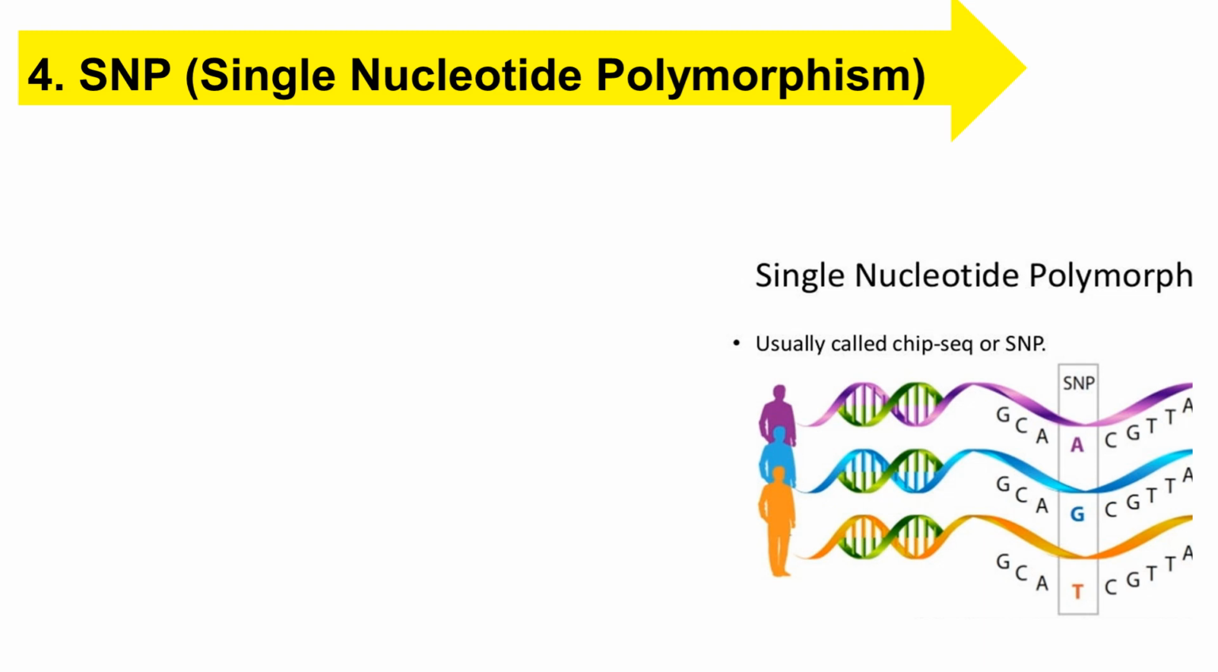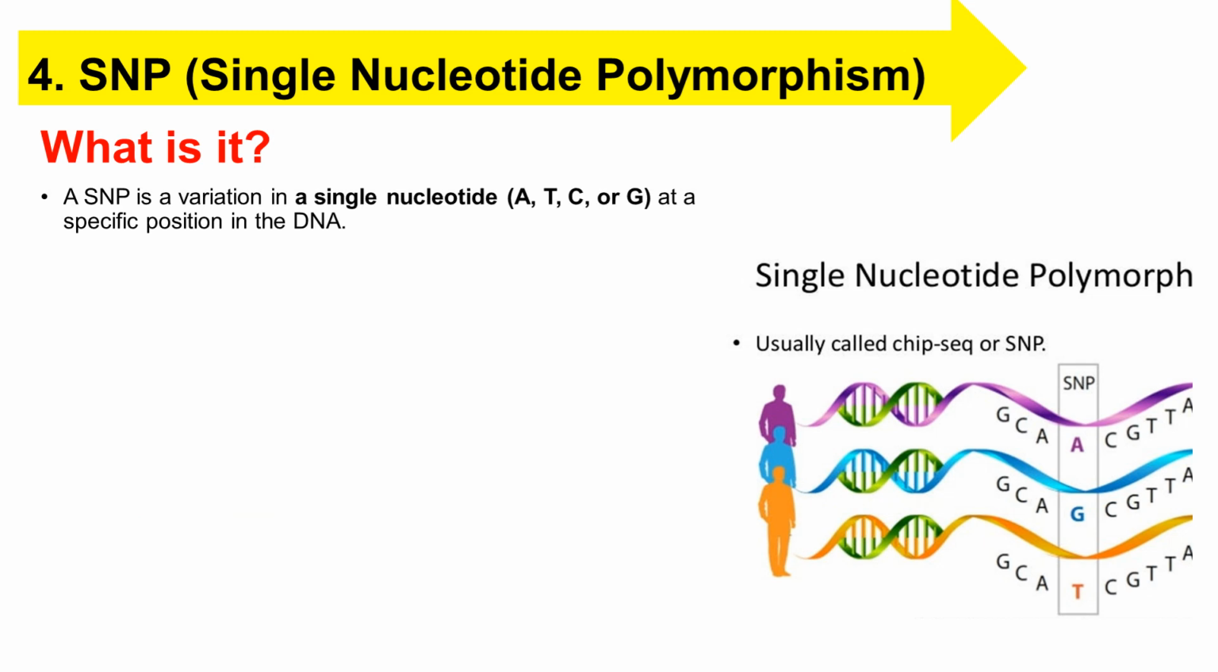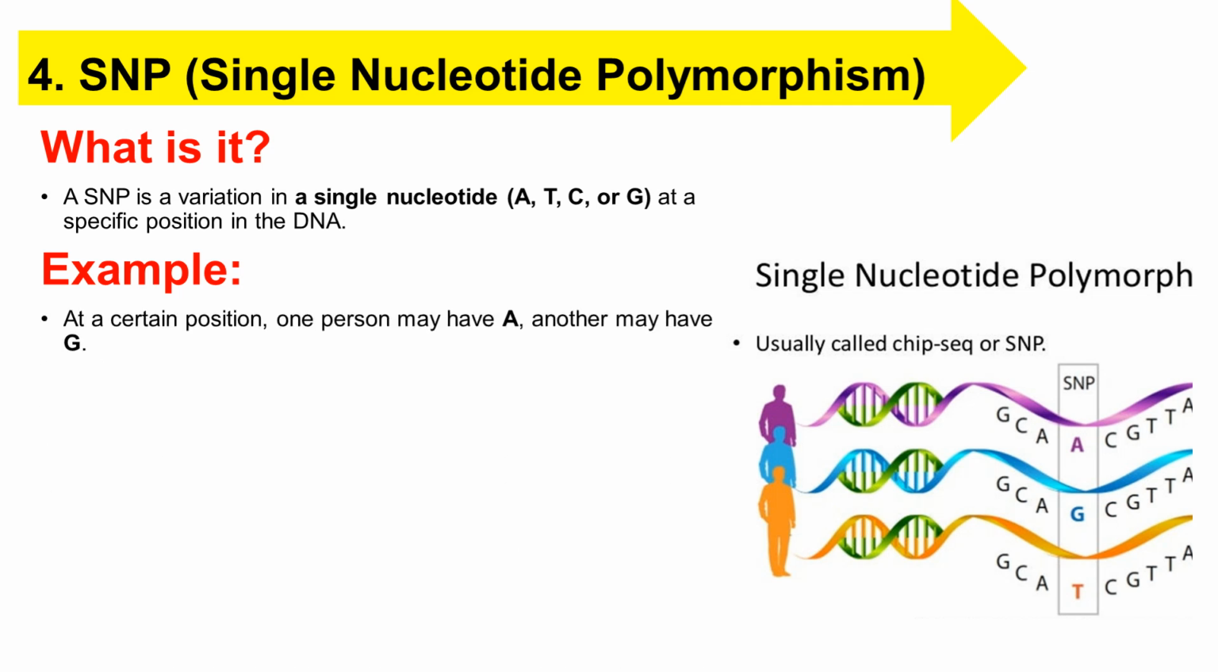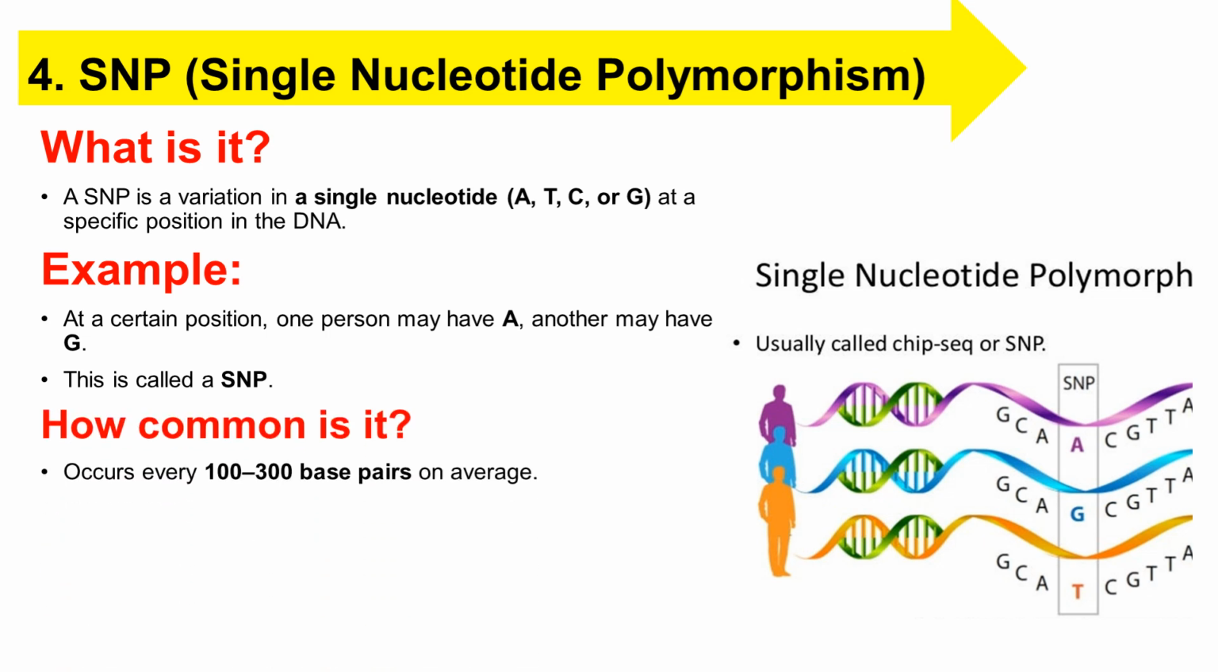4. SNP, Single Nucleotide Polymorphism. What is it? A SNP is a variation in a single nucleotide, A, T, C, or G, at a specific position in the DNA. Example: at a certain position, one person may have A, another may have G. This is called a SNP. How common is it? Occurs every 100 to 300 base pairs on average. Over 4 million SNPs are known in the human genome.